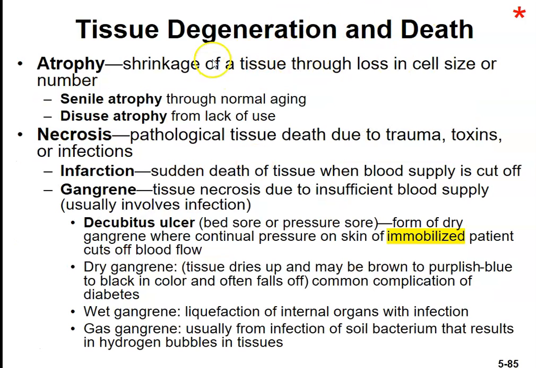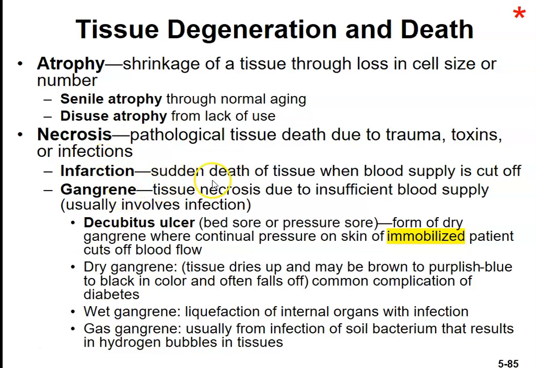Tissue can become degenerated and dead. There is normal degeneration of tissue called atrophy. The atrophy through aging is called senile atrophy. The atrophy from lack of use is called disuse atrophy. And there are some pathological tissue deaths due to trauma, toxin, or infection. Those are called necrosis. Necrosis has many causes.